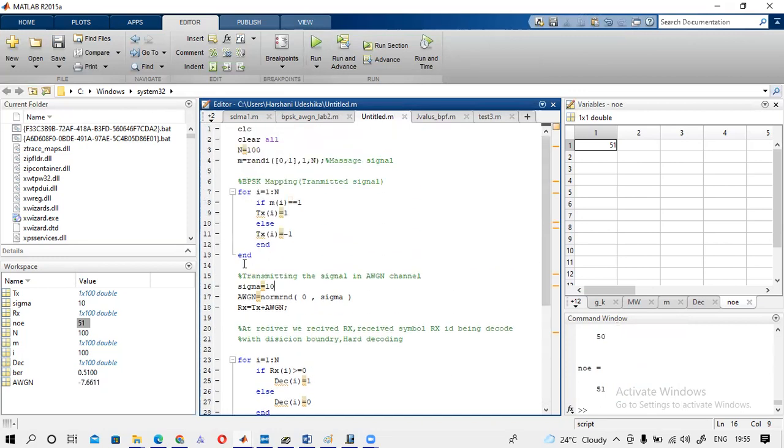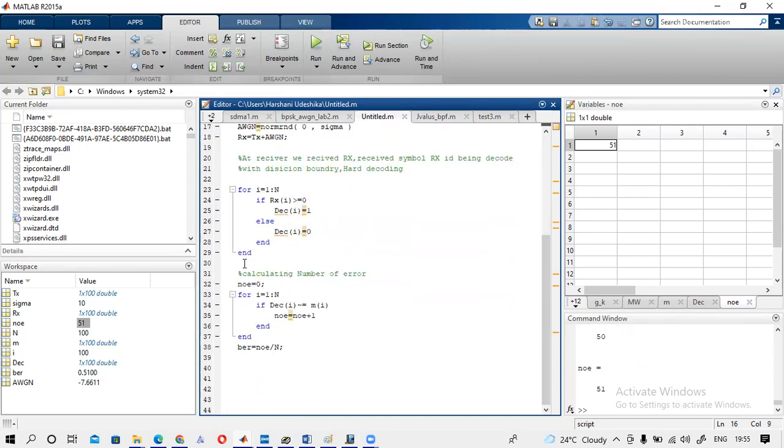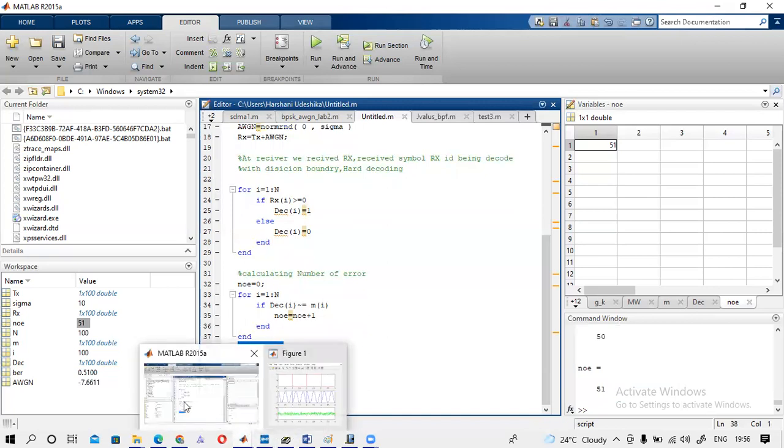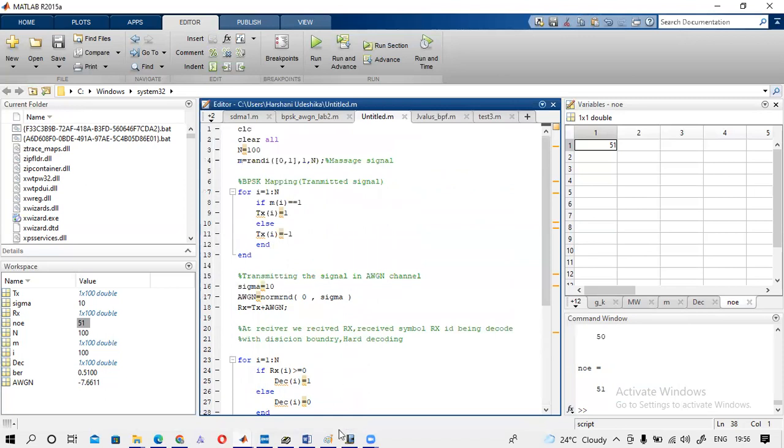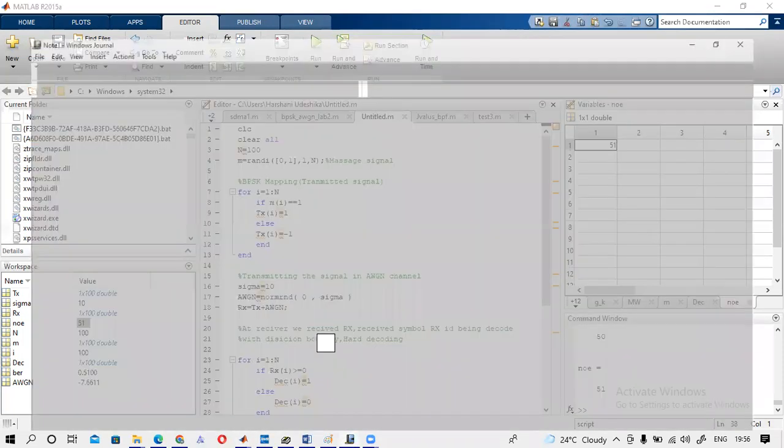So are we finished now? No, still we are not finished. Now we have calculated the bit error rate for some sigma value.